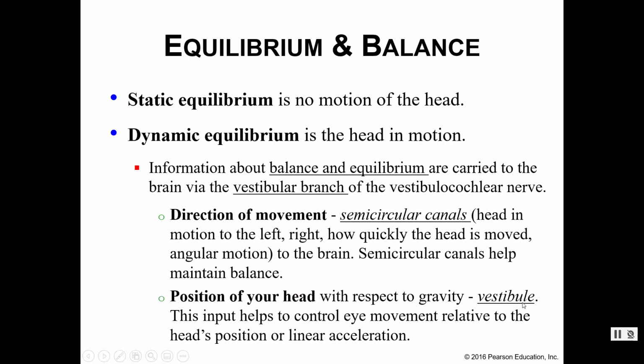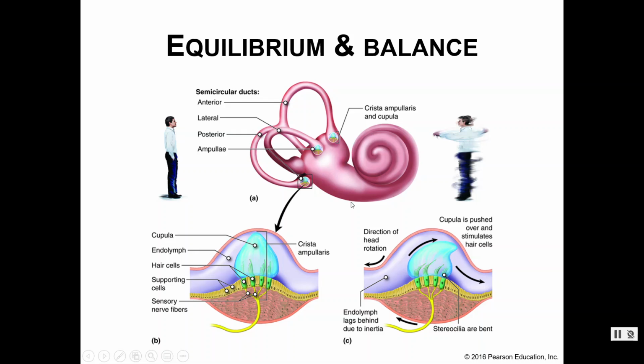And then your vestibule sends signals about the position of your head with respect to gravity. Now, that's probably not something that you really think about on a regular basis: where is my head with respect to gravity? But this helps us control our eye movements, so we can maintain our balance while we're moving. And just to remind you, you've got your cochlea, which is hearing, then you've got your vestibule and your semicircular canals, which do balance.